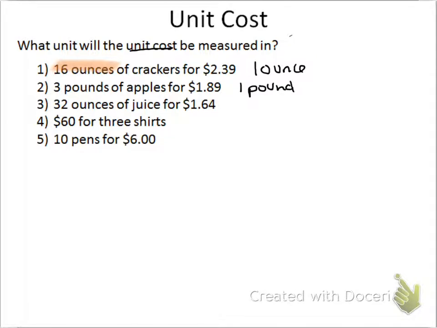Okay, next one. 32 ounces of juice for $1.64. So our unit would be 1 ounce. $60 for 3 shirts. Our unit is going to be 1 shirt. Try the last one on your own.